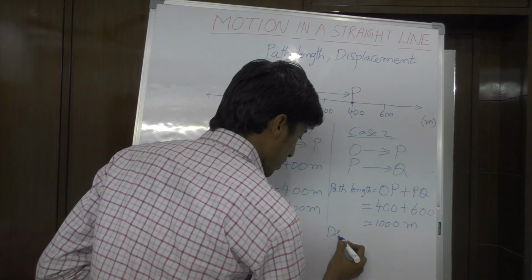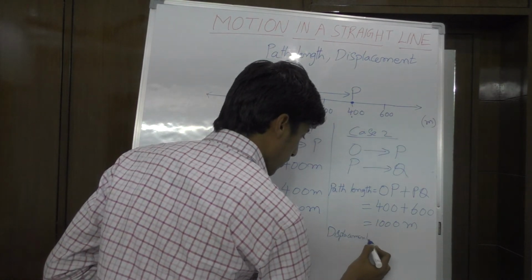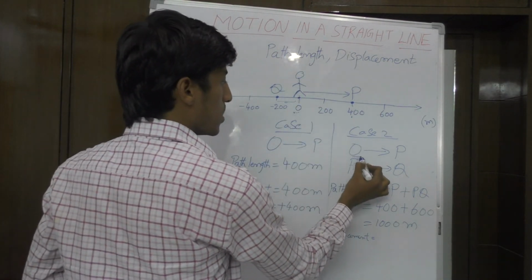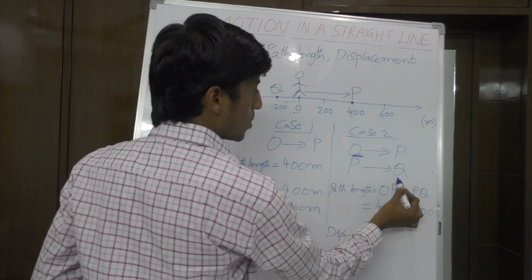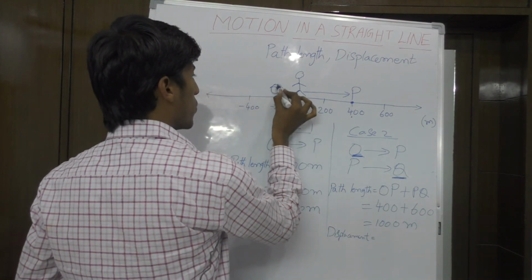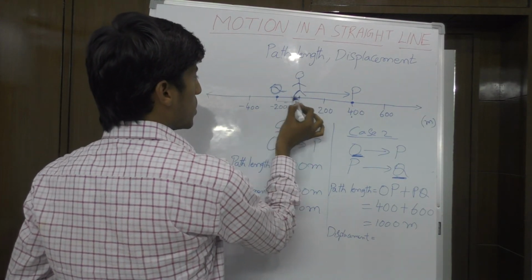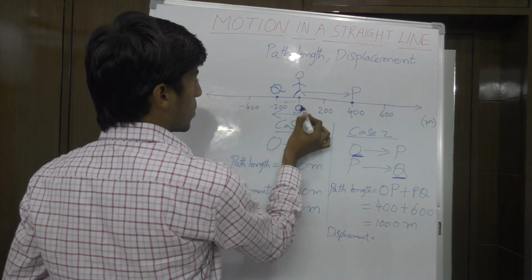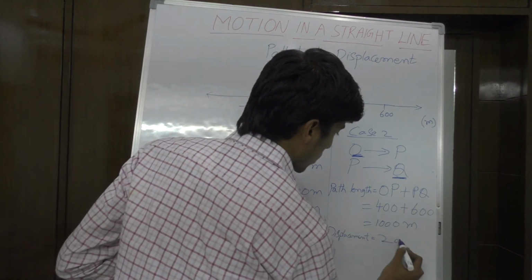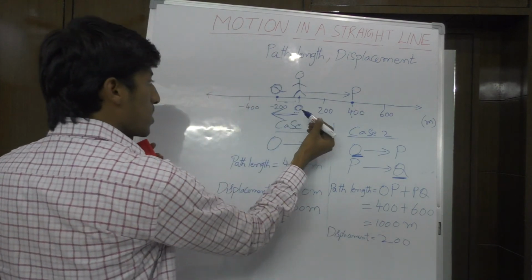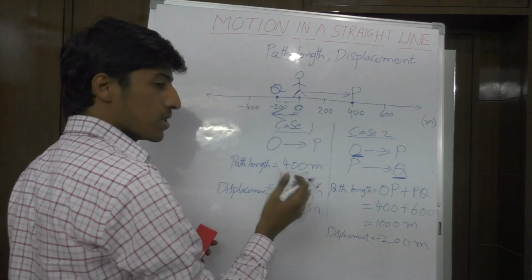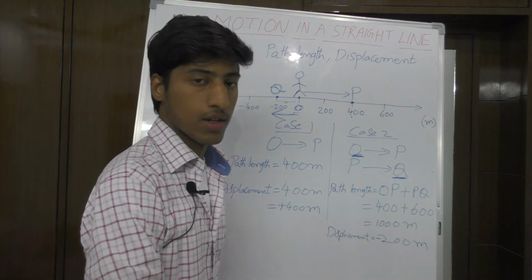Now in this case, the displacement is the shortest distance from the initial to the final position. This is the initial position, and the final position is Q, so OQ. From O to Q, it is the shortest distance from initial point to the final point. This is the shortest distance, 200 meters. As this is in the negative direction, I have to represent this as minus 200 meters. Displacement is a vector quantity. It will have magnitude as well as direction.